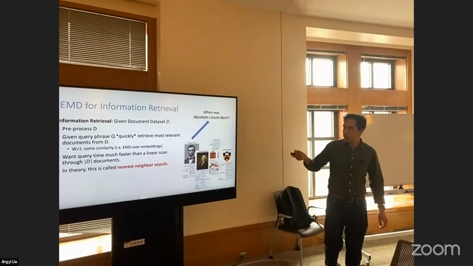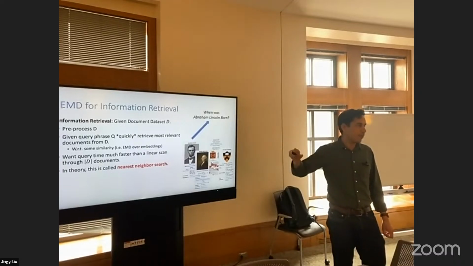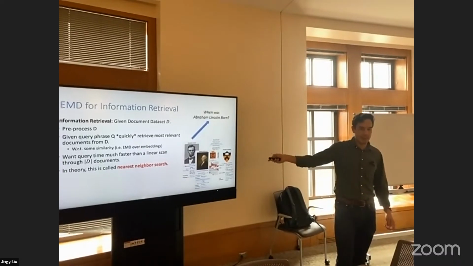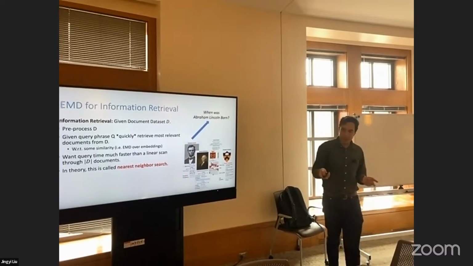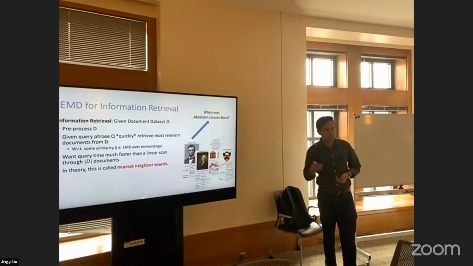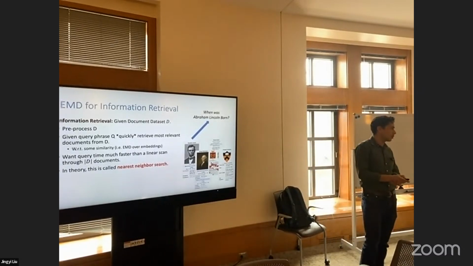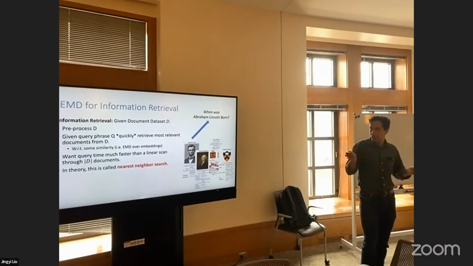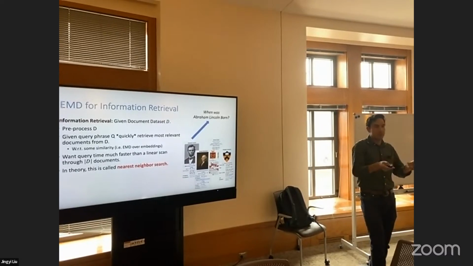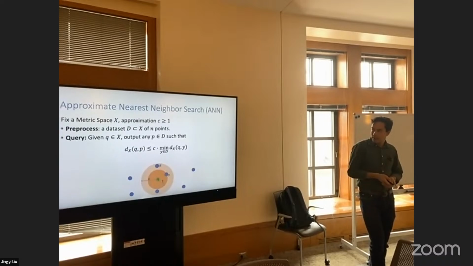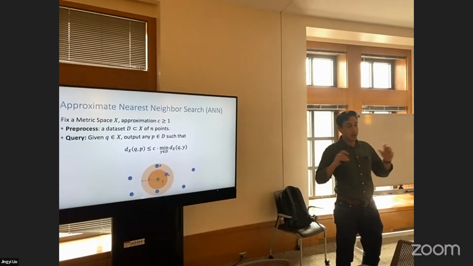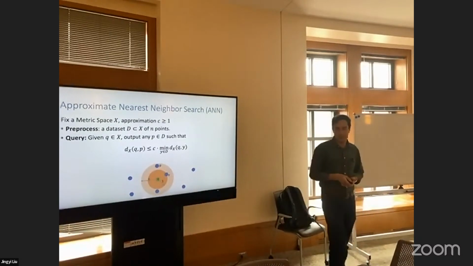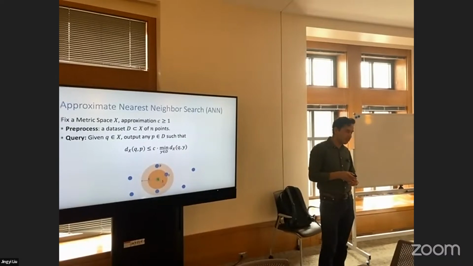But you really want to do this with query time way faster than a linear scan through the data set. You don't want to look at each individual data point, look at the similarity, and find the most similar one. That's not efficient. So we want to do this very quickly. And in theory, this problem is called nearest neighbor search. This problem has a literature of its own over the last 30 years, and it's all based on the following 3-line formalization. We're going to deal with the approximate nearest neighbor search problem because we want to allow ourselves faster algorithms.